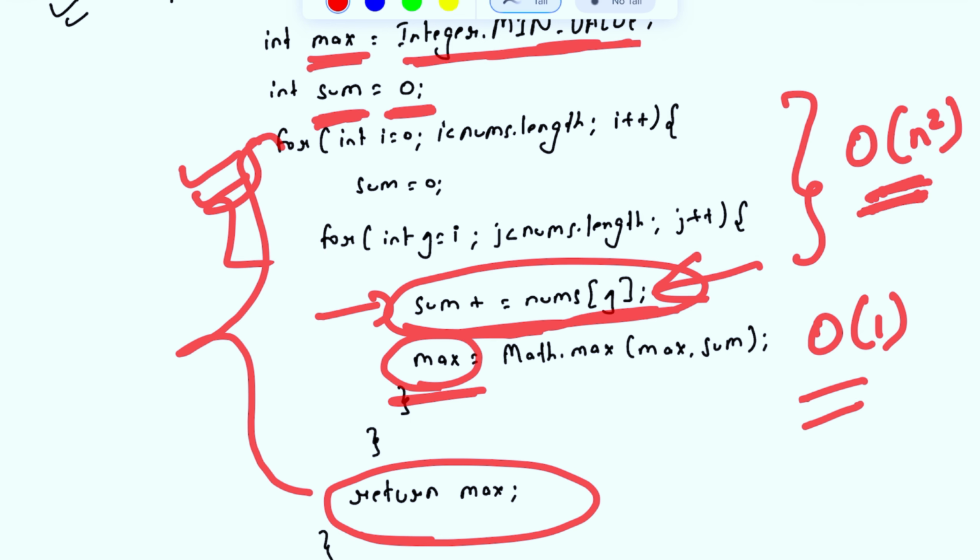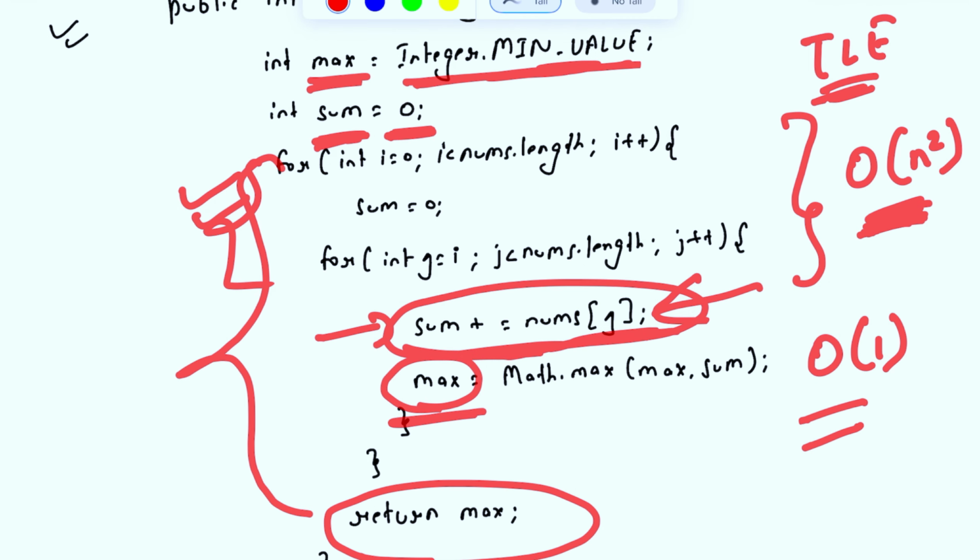But this is not good, right? The interviewer also will not be happy, and he will ask us to optimize it. And the second thing is, this O(n square) time complexity is not going to work for large test cases. It is definitely going to give us the TLE error, time limit exceeded. So that's why we need to think of optimizing it.